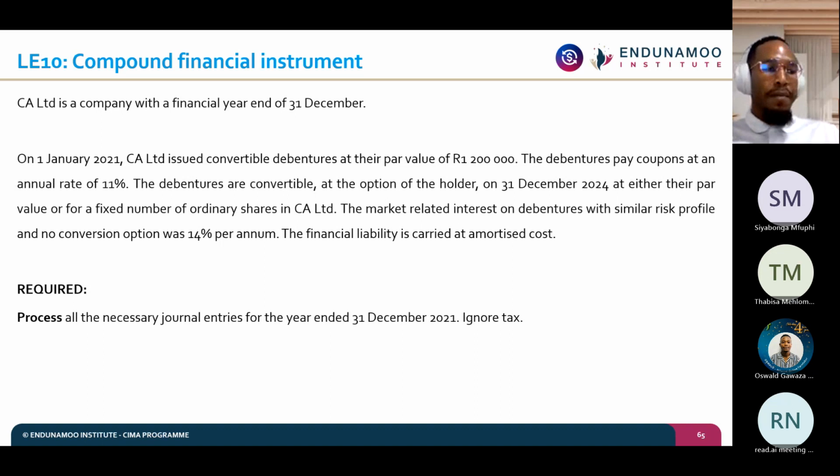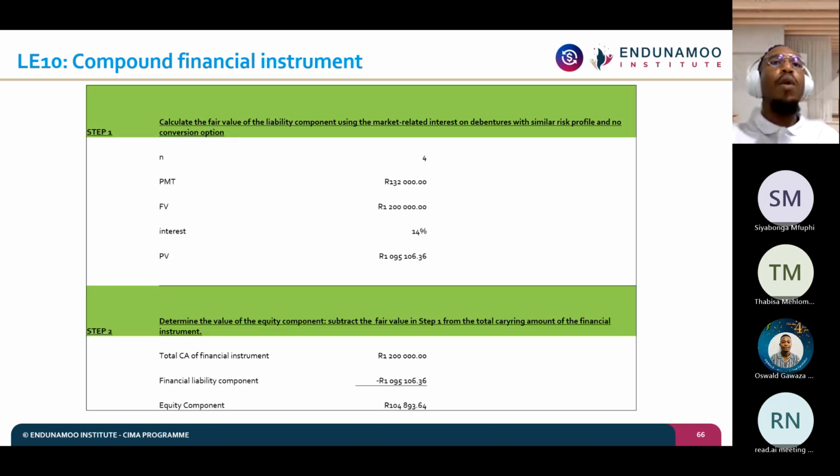So in 4 years' time, we, as CA Limited, may have to pay the par value as a conversion or as a settlement or redemption of these debentures. If we don't pay the par value, we're going to have to issue a fixed number of ordinary shares. This is how you go about doing it. Step one. In step one, you first have to calculate the fair value of the liability component using the market-related interest on debentures that have a similar risk profile with no conversion option.